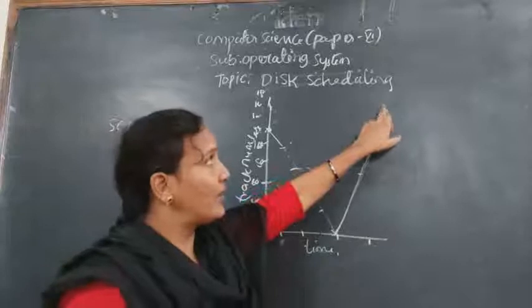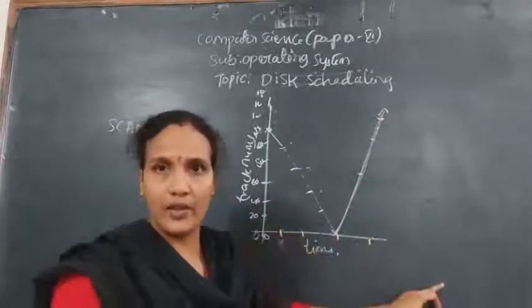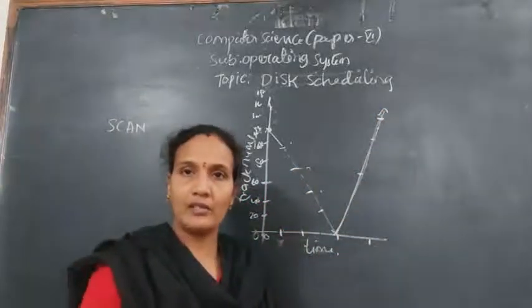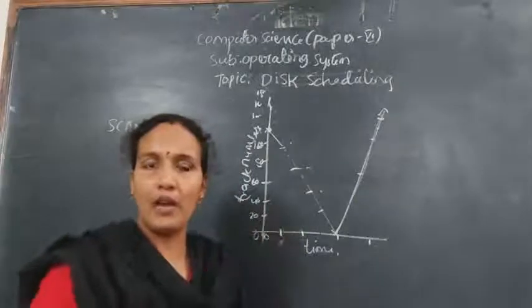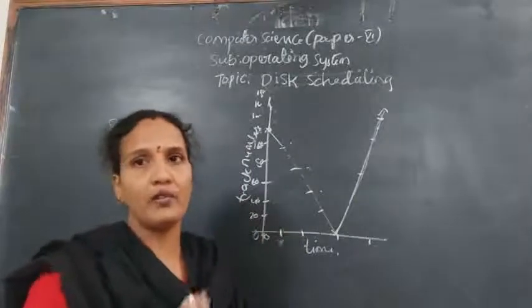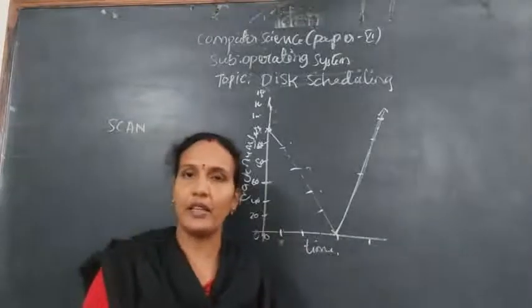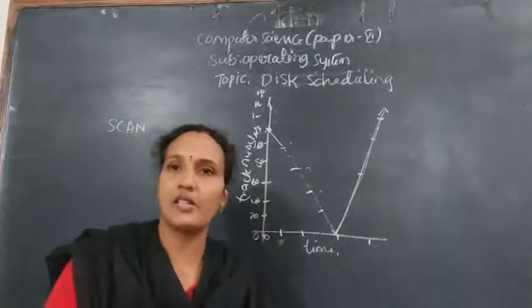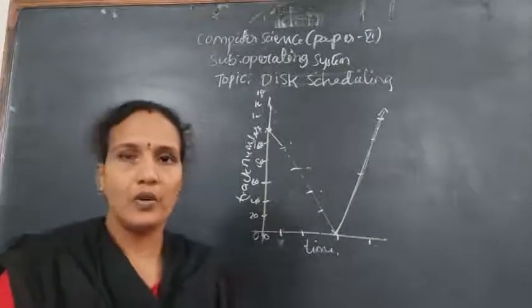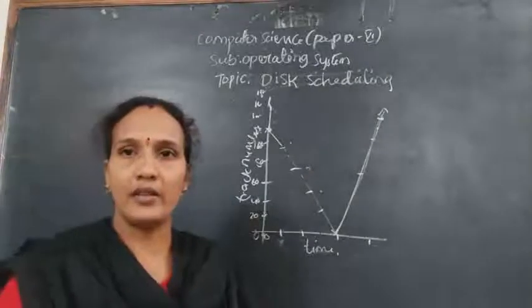Again after providing this, it will move down to the other end. Coming down and moving up, coming up and moving down, it will move up and down. So in whichever cylinder the requests are there, those services are provided. Clear? This is all about the SCAN scheduling algorithm.